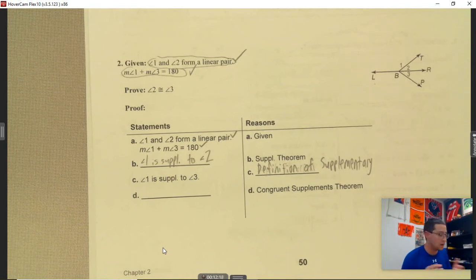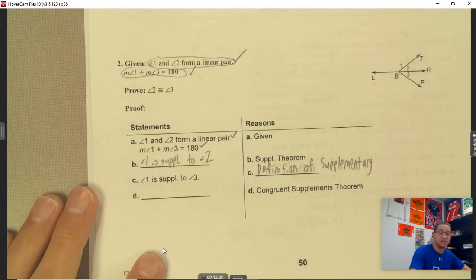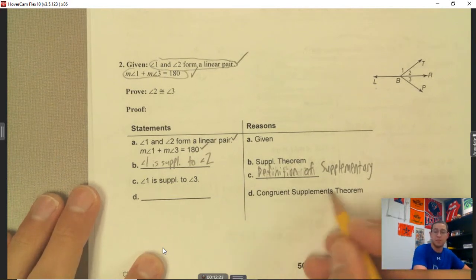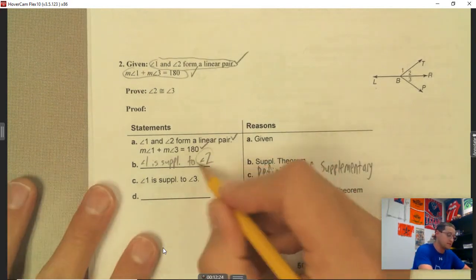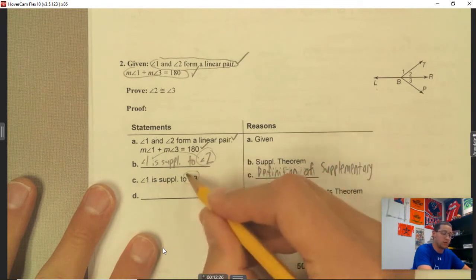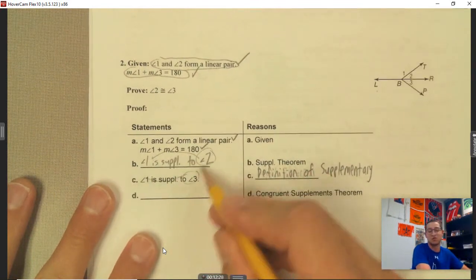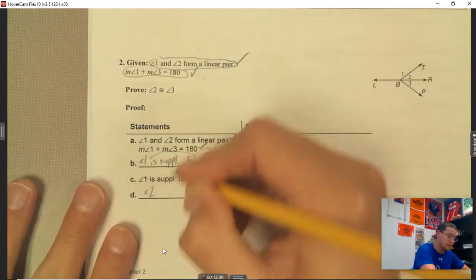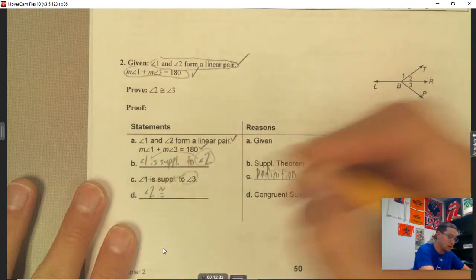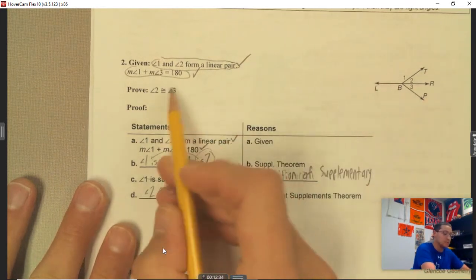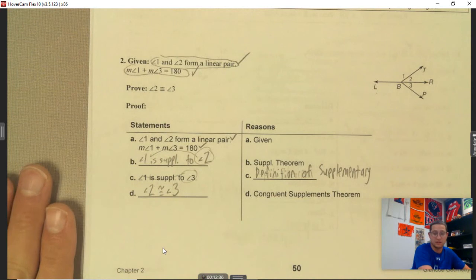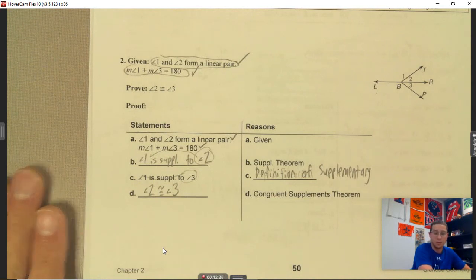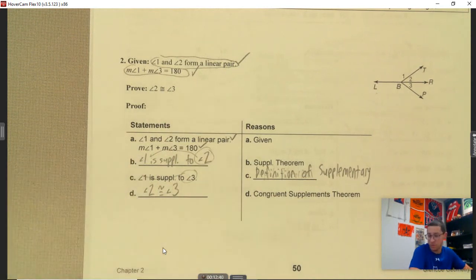And then this last part, we're using the congruent supplements theorem, which again is 2 supplementary to 1, 3 supplementary to 1. That means that these two are the same, and of course, we would know that anyways without that reasoning, because that has to be our last step. So that's a further second day of proofs.